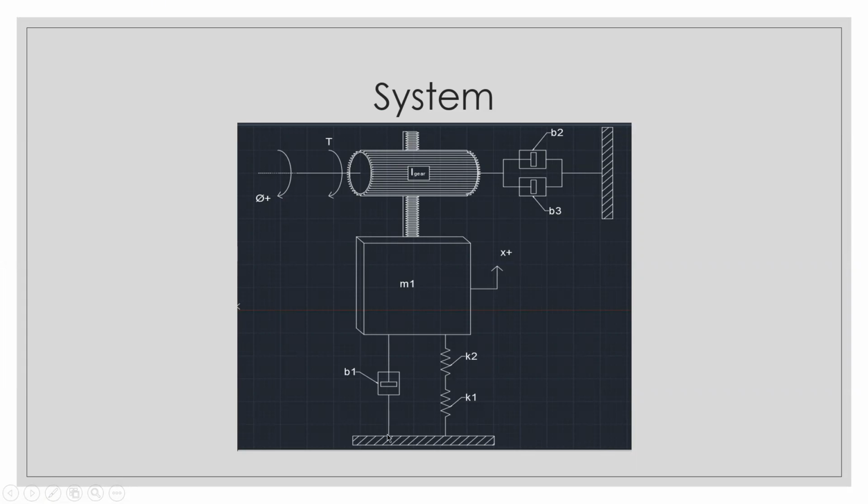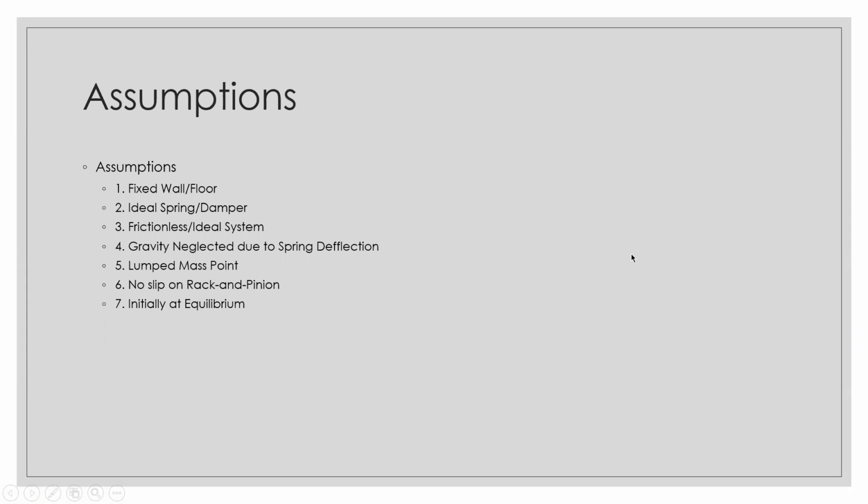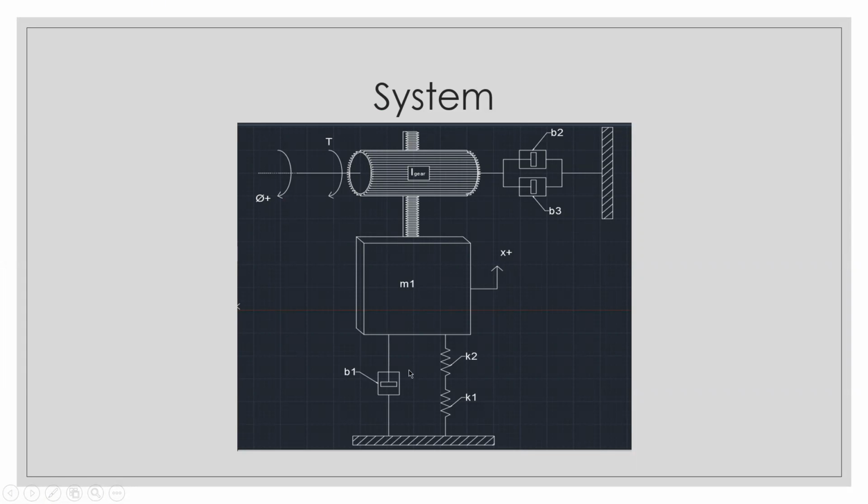And here you can see it's confined by a damper and two springs that are in series. Okay. And here we're going to make some assumptions. We're going to have a fixed floor and wall. We're going to have ideal spring and damper systems all around here. We're going to have a frictionless ideal system right here at this point of contact where this movement is going to happen. We're going to have a lumped mass point for both the gear and the mass, the block down here. No slip on the rack and pinion, as well as initially at equilibrium.